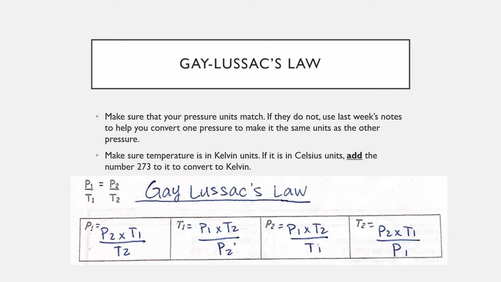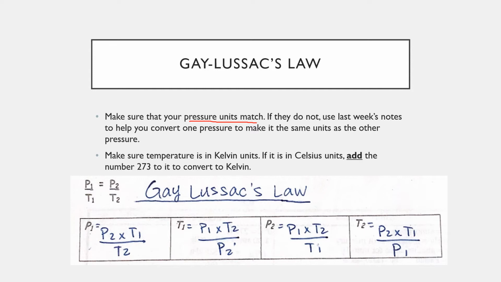Whenever you're doing these types of problems, make sure that your pressure units are matching. That means if one pressure is in ATM, the other pressure needs to be in ATM. If one pressure is in torr, the other pressure needs to be in torr. If they are different, make sure that you pick one and convert it to the other one. You can use last week's notes to help you do pressure conversions.